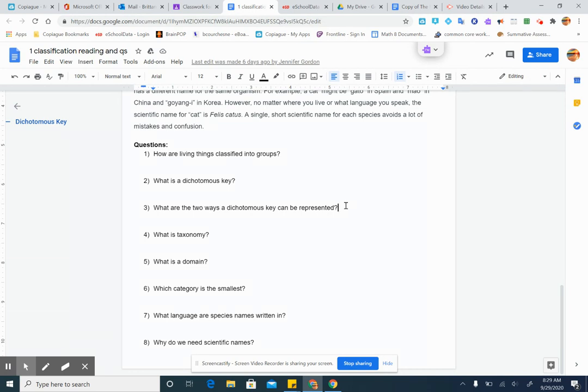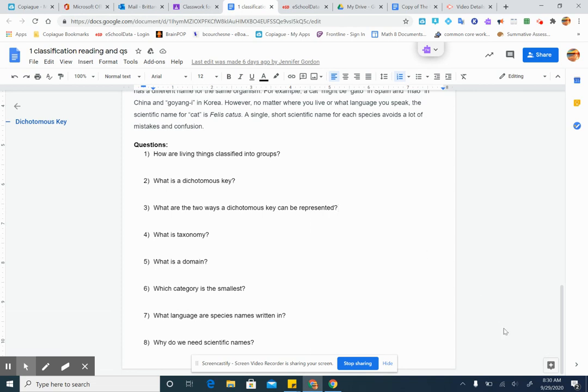Number 4, what is taxonomy? Number 5, what is a domain? Number 6, which category is the smallest? Number 7, what language are species names written in? And number 8, why do we need scientific names?